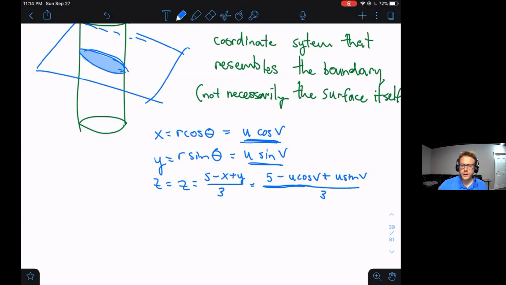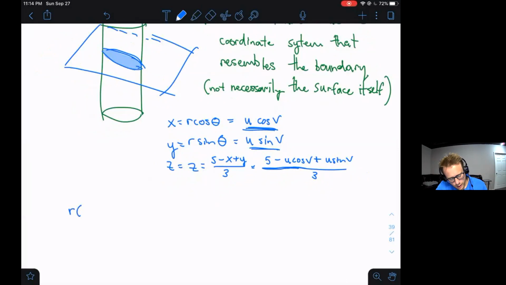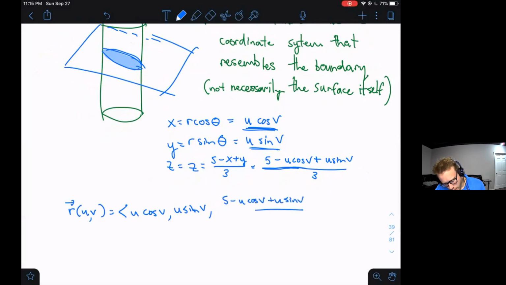All right, so this is essentially our parameterization. Let's go ahead and write it down. R of UV is equal to x is U cosine V, y is U sine V, z is 5 minus U cosine V plus U sine V, all divided by 3. Pause for 30 seconds. Think about what your bounds for your parameters should be.